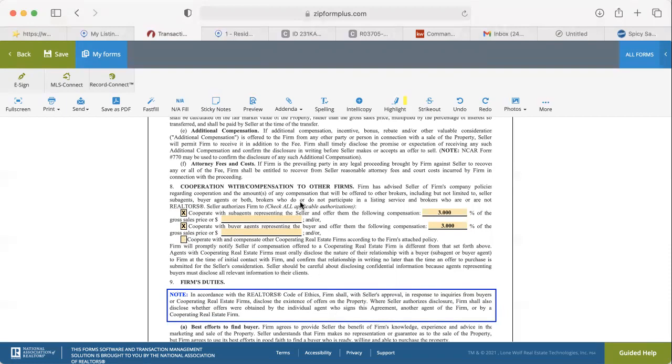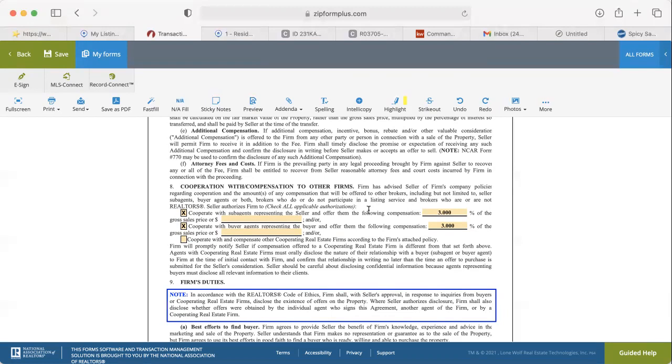A lot of people think that this first box for a sub-agent of the seller is for a buyer's agent that is not a member of the MLS, and that's not the case. That's simply someone who is writing an offer for a buyer that does not have a written buyer agency agreement with that buyer. So I'll give you an example.